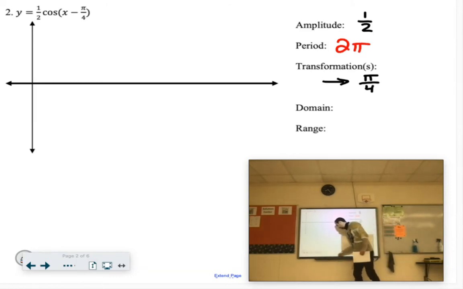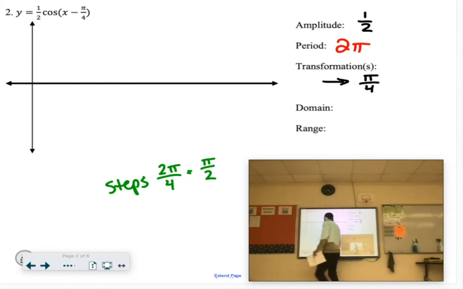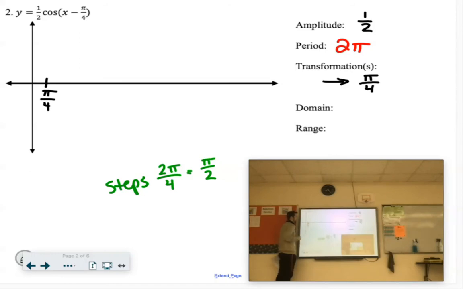But, like I said before, I like figuring out what the steps would be. So if we just take the 2 pi and we break it up into fourths, 2 over 4 reduces to 1/2. So we're going to keep adding pi over 2 to figure out the next mark. But this has been shifted over to the right, pi over 4. So this is like our starter right here. This is where we start. We're going to add pi over 2 to that.